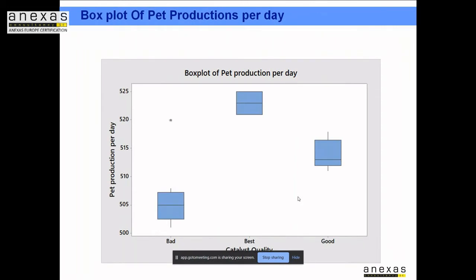Next one, yes. What is a box plot? Yes, tell me about it. It is a graph between PET production and catalyst quality. We have seen for everything, but catalyst quality is depending upon PET production quality.